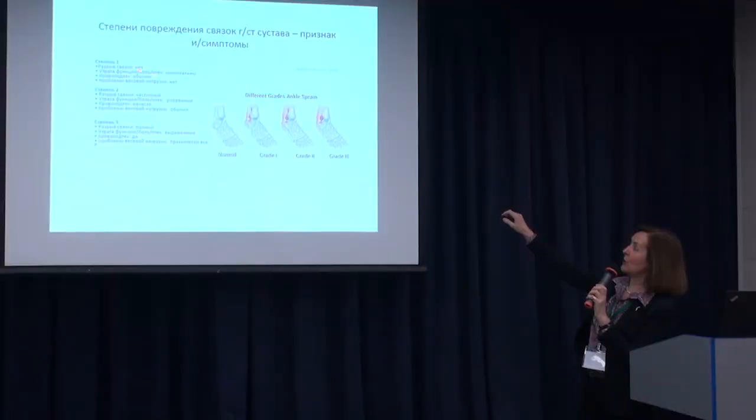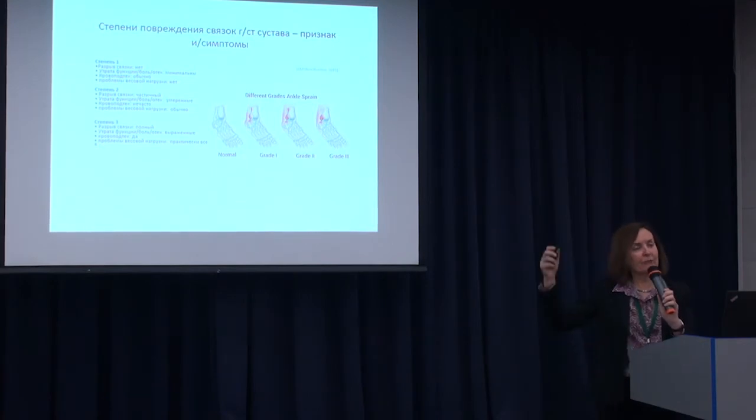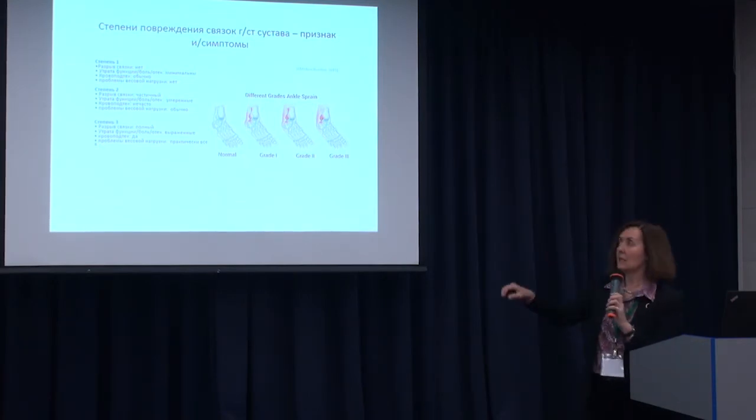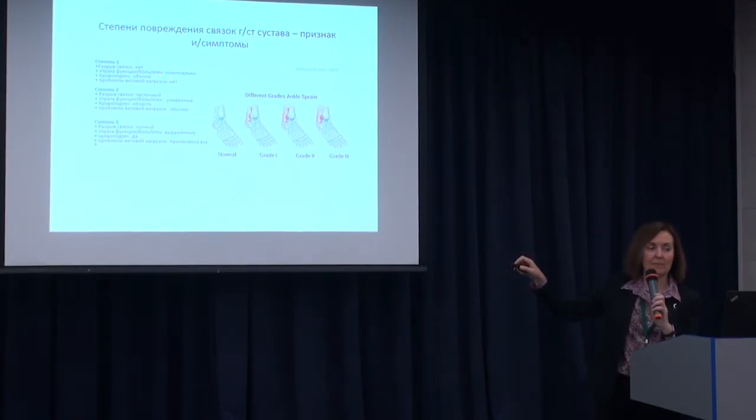So grade 1, no tear. Grade 2, a partial tear. And grade 3 is a complete tear. Okay, so function is lost accordingly: minimal, moderate and severe.